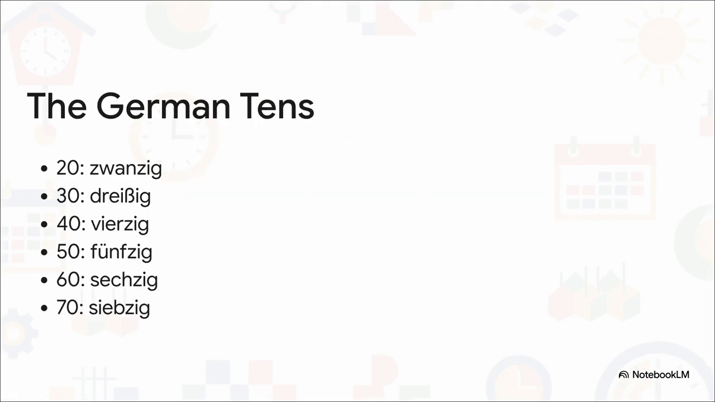Next up, the tens. We've got zwanzig for 20, dreißig for 30, vierzig for 40. You're probably already hearing that pattern, right? It's usually the base number with a zig tacked on the end. Just keep an eye out for a couple tiny spelling changes, like in sechzehn and siebzehn.